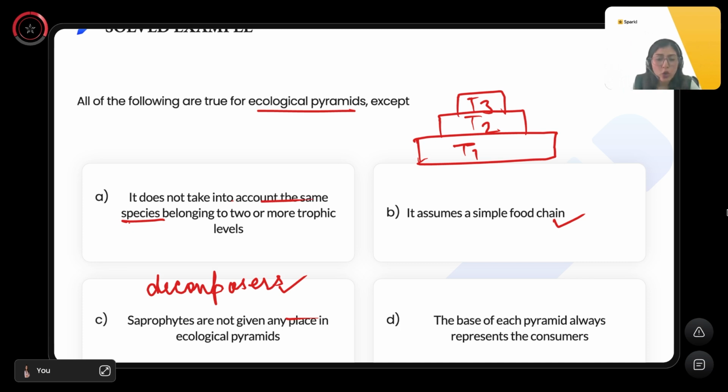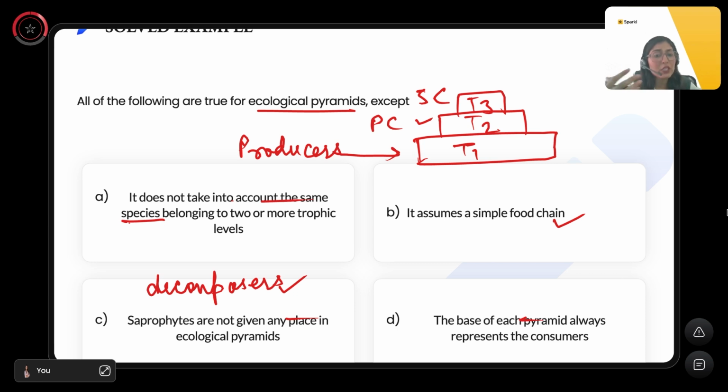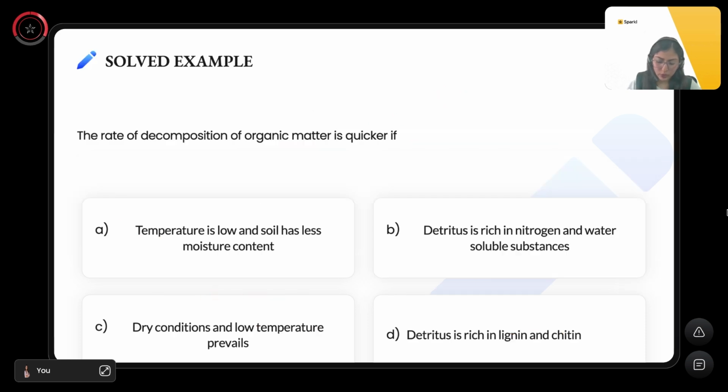Okay. If you look at option D, it says the base of each pyramid always represents the consumer. बेटा consumers जो होते हैं वो T2 trophic level से start होते हैं. Here herbivores are primary consumers, then you have secondary consumer. But जो T1 trophic level है, जो base है pyramid का, this is formed by the producers, the plants in general. Okay. So you must remember the exceptions which are there in case of ecological pyramids, and what are the different types of ecological pyramid. इस पे भी बेटा questions frame हो सकते हैं आपको NEET में. Clear? Let us move on to the next question.